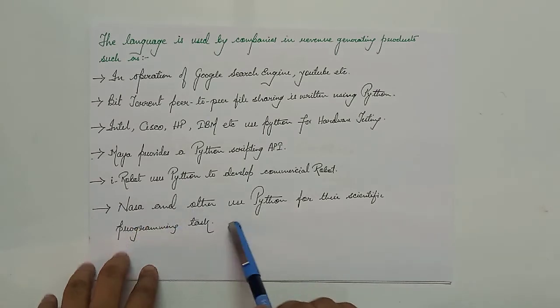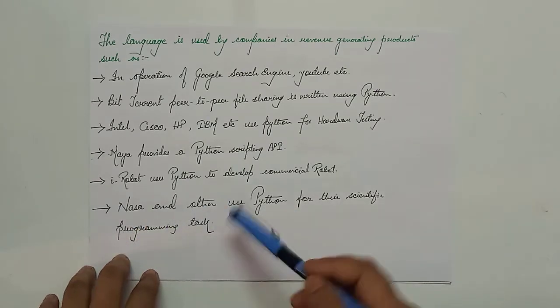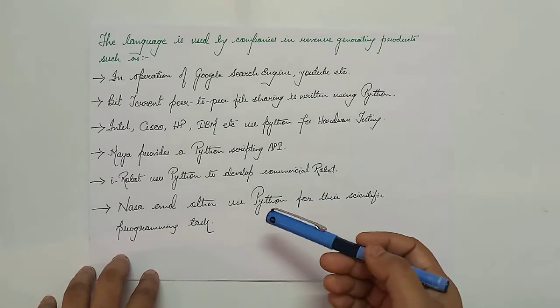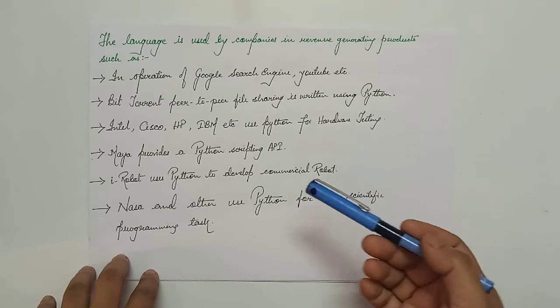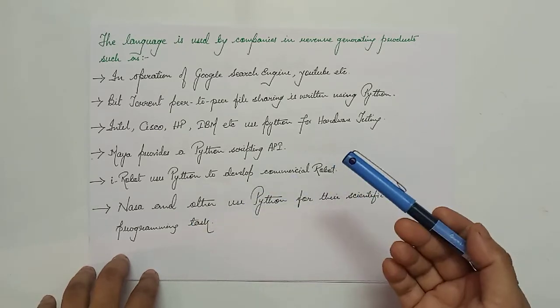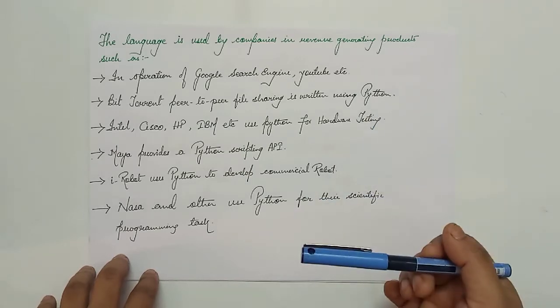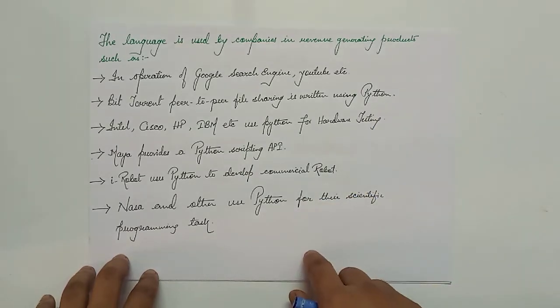Now let's talk about NASA. NASA and others use Python for their scientific programming tasks. As I have already discussed with you, Python is a programming language that can be used for both scientific and non-scientific approaches. So here are some of the latest companies which are using Python for revenue generating.